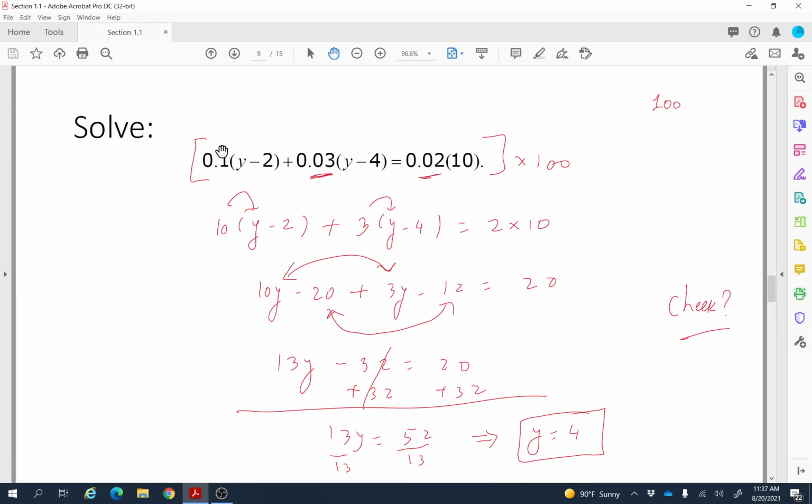So the trick is, whenever you see a decimal number, you have to take care of those decimals by multiplying both sides by 1 followed by some zeros. How many zeros you need depends on the number which has the most digits after the decimal sign.